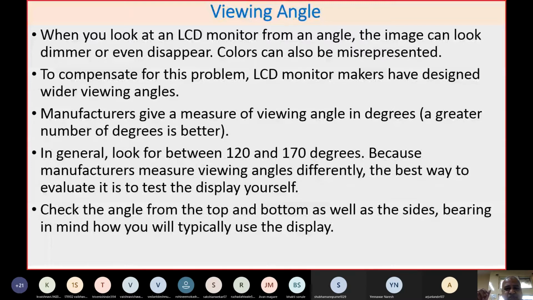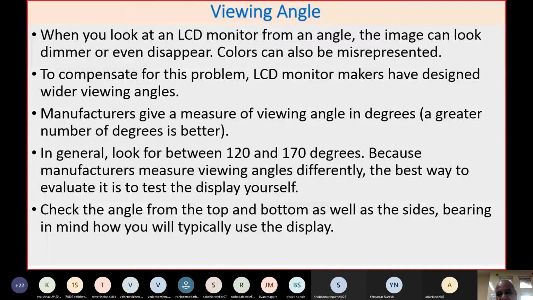To overcome this problem, manufacturers devised a definition called viewing angle. Normally they say that our viewing angle is greater than 120 to 170 degrees. It is desirable to have a larger and larger viewing angle so that even if you see a picture from a corner of a display, you are able to see a sharp and better picture.